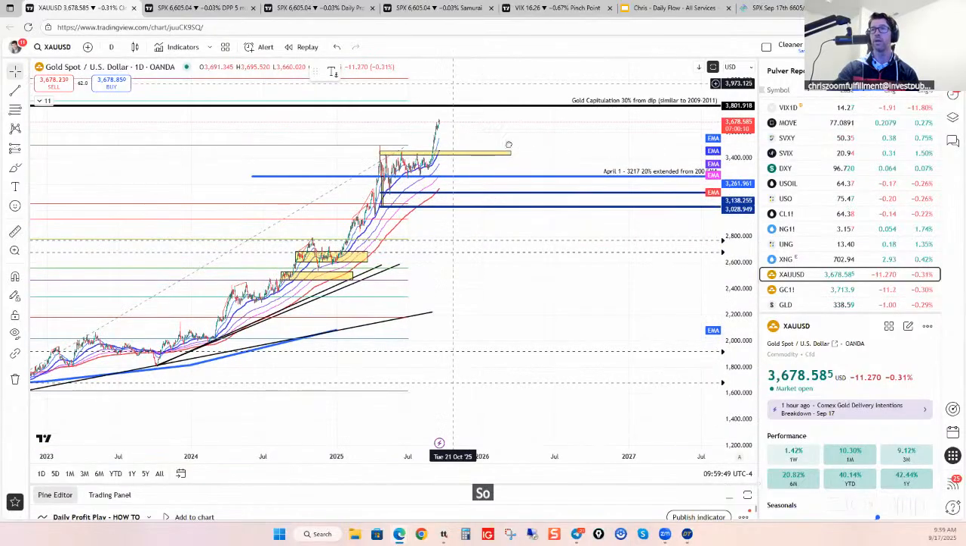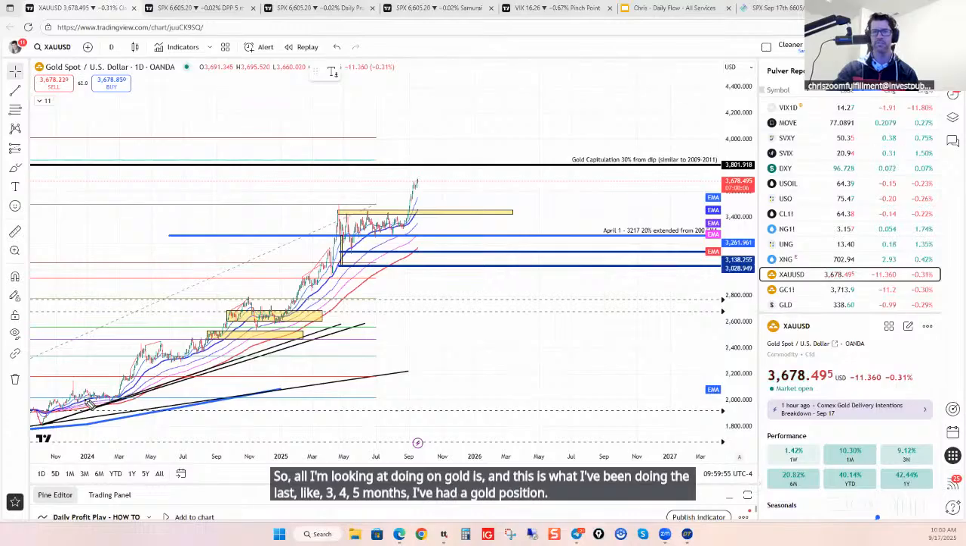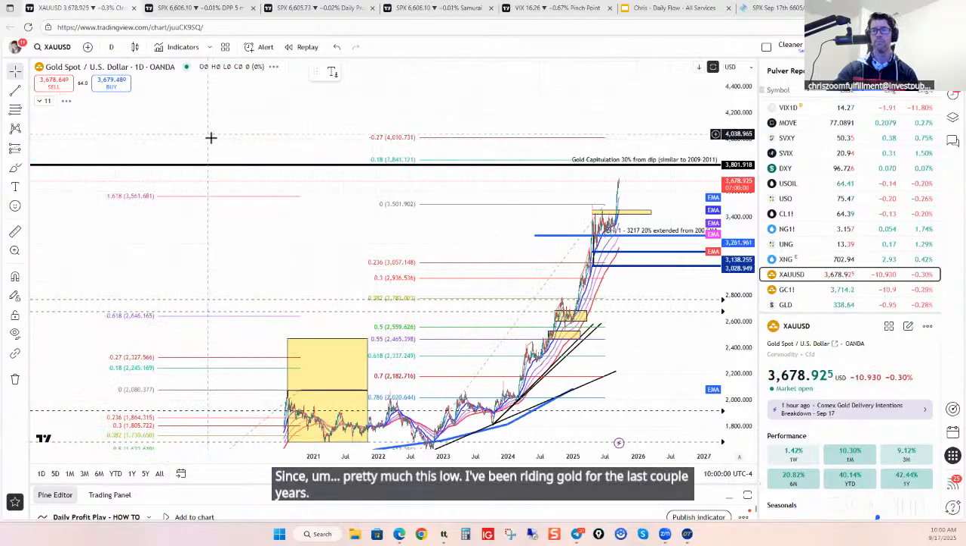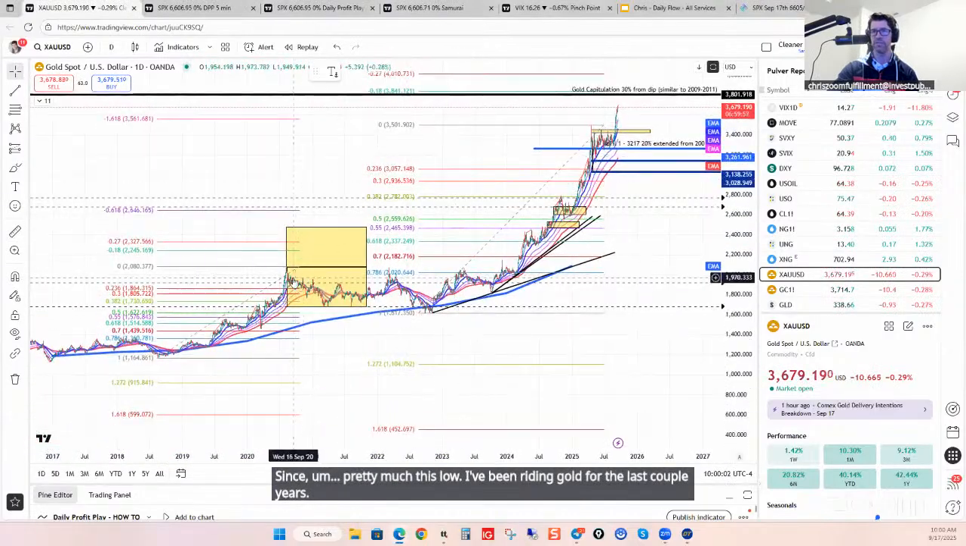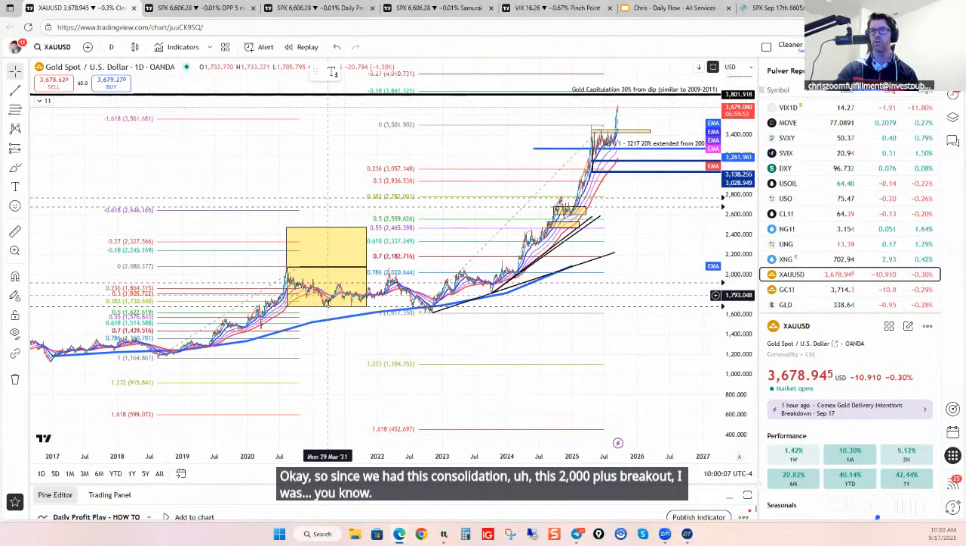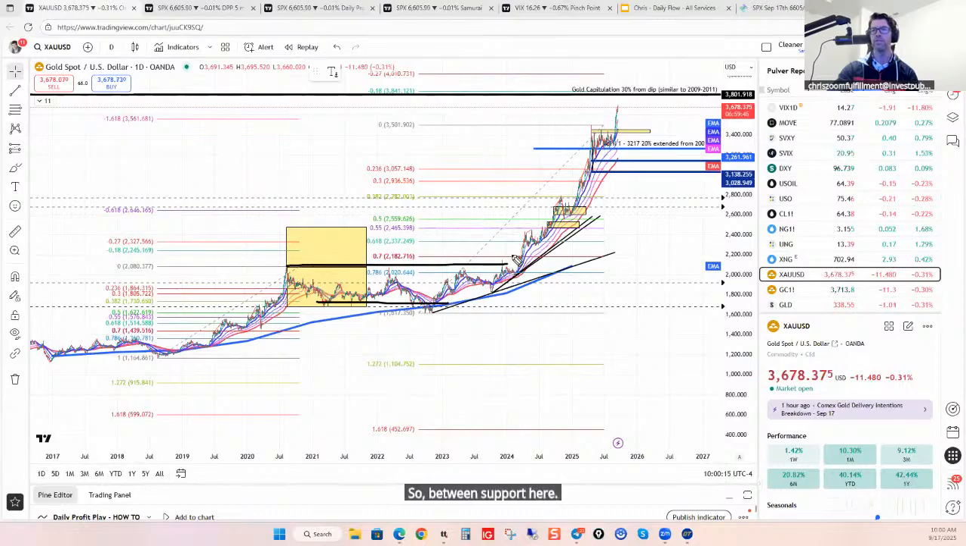So all I'm looking at doing on gold is, and this is what I've been doing the last like 3, 4, 5 months. I've had a gold position since pretty much this low. I've been riding gold for the last couple of years. Since we had this consolidation, this 2000 plus breakout, I was finding support around 1700, starting my positions there, and then started to stack up above 21. So between support here and the breakout of resistance, I have buys and buys. That's my ownership positions. And then the rest has just been options, selling options, doing option spreads, generating income on this bull run.